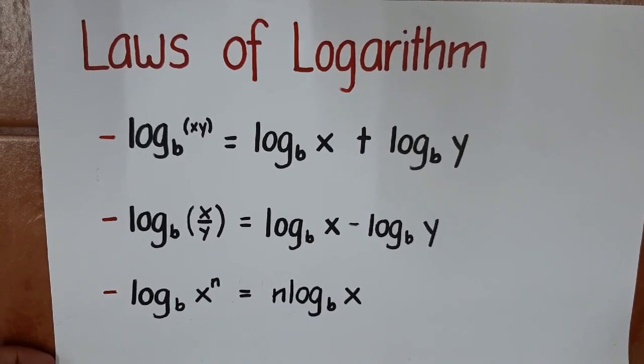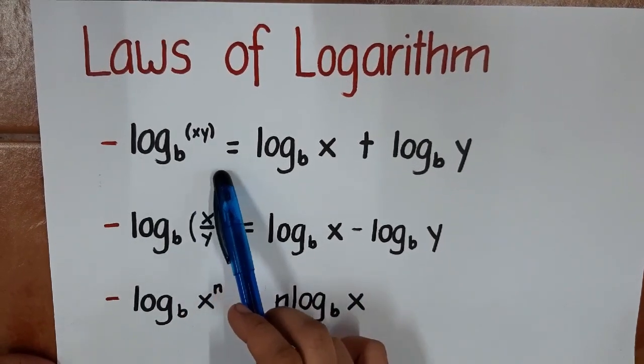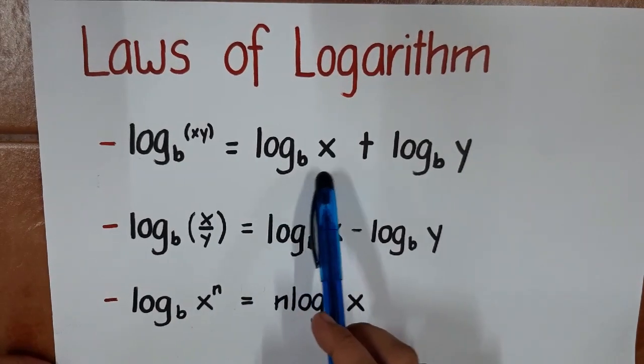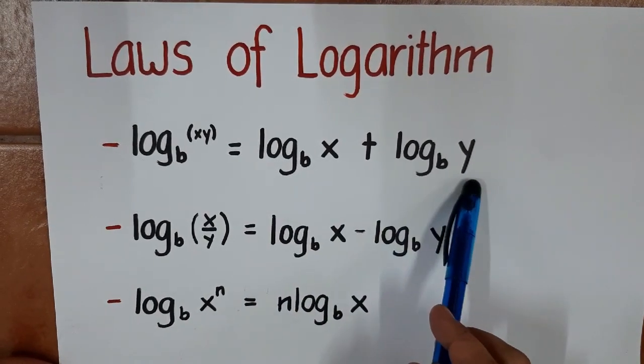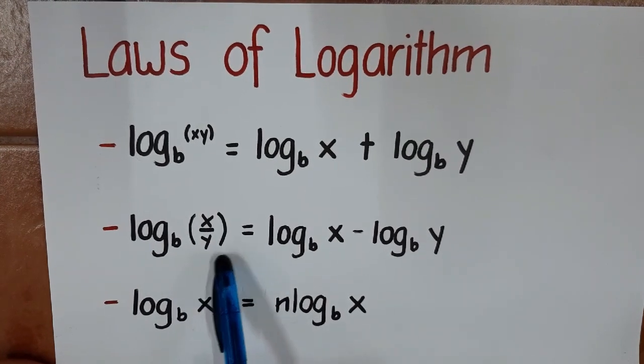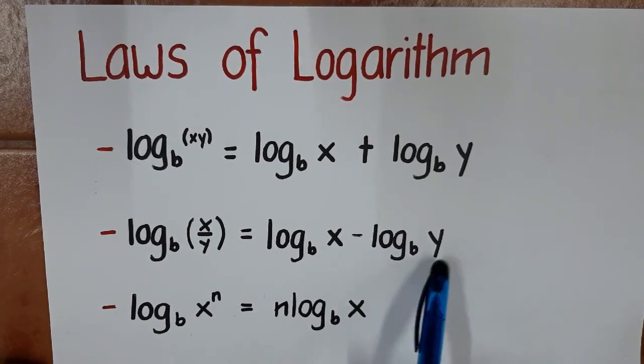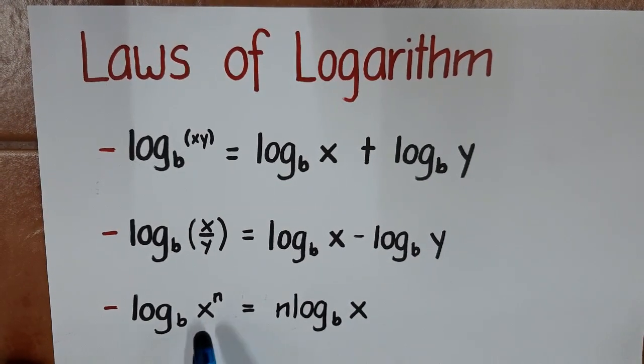These are the laws of logarithm. First, log base b of x times y is equal to log base b of x plus log base b of y. Second, log base b of x over y is equal to log base b of x minus log base b of y. Third, log base b of x raised to n is equal to n times log base b of x.